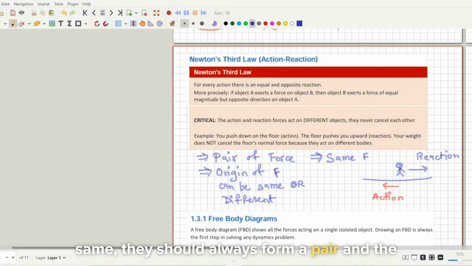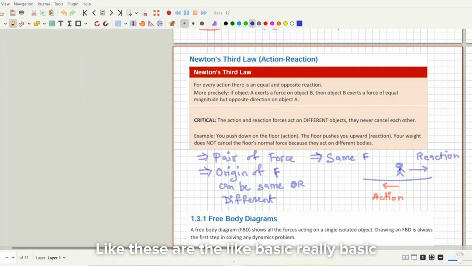They should always form a pair, the origin can be the same or different, they should always act on different objects, and they should never cancel each other out. So these are the things you need to keep in mind while solving Newton's laws of motion. Newton's third law is really important, and these are the really basic properties that Newton's third law discusses in the IMAT exam.